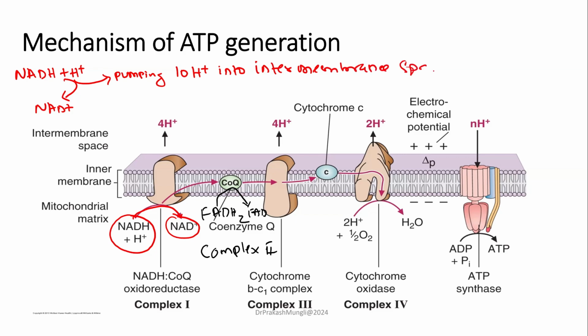And that is what oxidation of NADH into NAD plus will do. So NADH, when it is oxidized to NAD plus, helps in pumping of 10 protons into the intermembrane space. Then you may be wondering from where it got 10 protons. NADH plus H plus is oxidized to NAD plus. How many protons do you have? When NADH is oxidized to NAD plus, how many protons do you get?